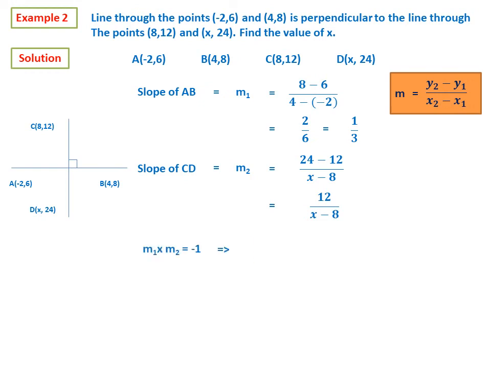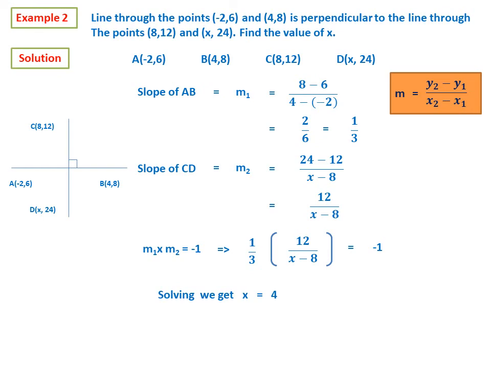Now m1 into m2 is minus 1 implies 1 by 3, that is m1, into 12 divided by x minus 8, should be equal to minus 1. Of course this should be simplified. So you have to solve this. Solving, you get x equal to 4.